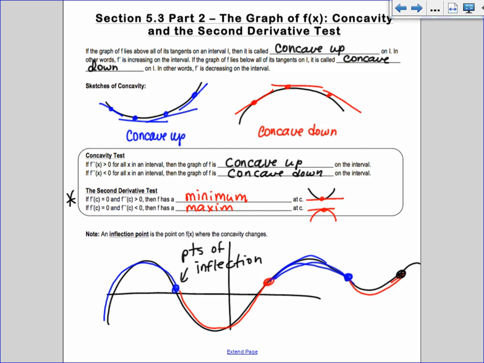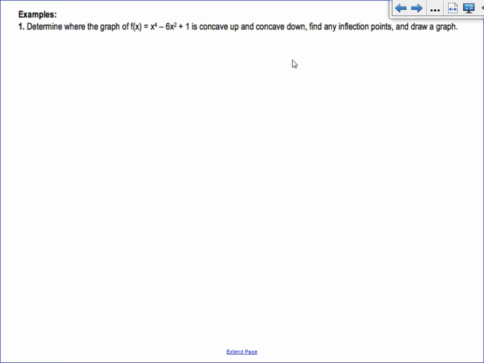So like I said, they like to put these on the AP test. They just put them in like a multiple choice, and you're like, what? What's going on? And then you're like, oh, second derivative test. So you gotta know this one. Note cards. All right. Next up.